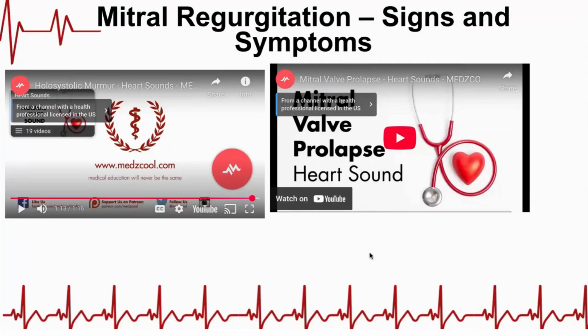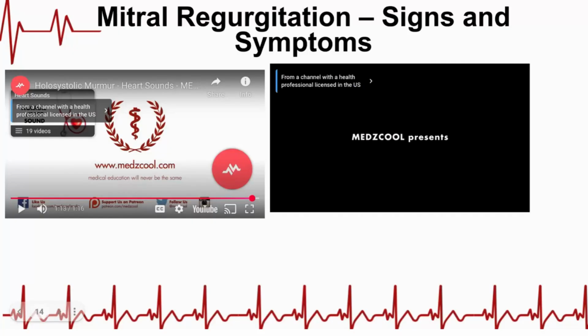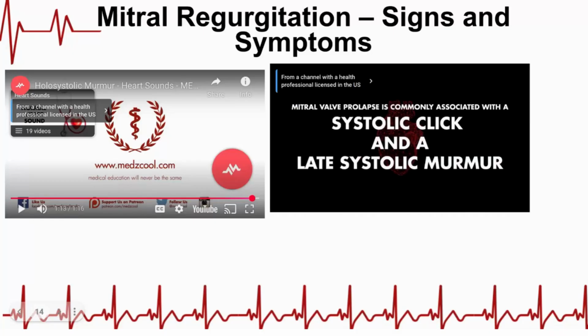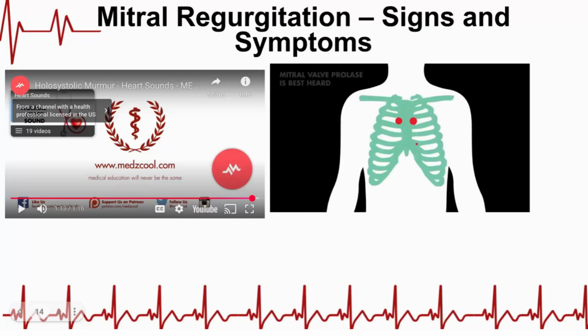Okay. So that's the pansystolic murmur that we hear. And this is just a little tidbit, a bit of an extra, the mitral valve prolapse. Literally means turn to the side.